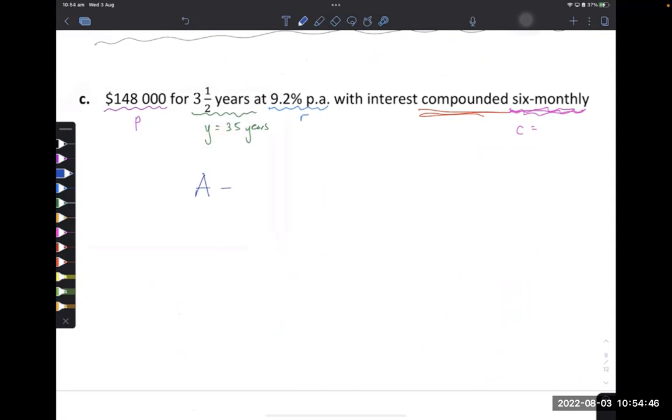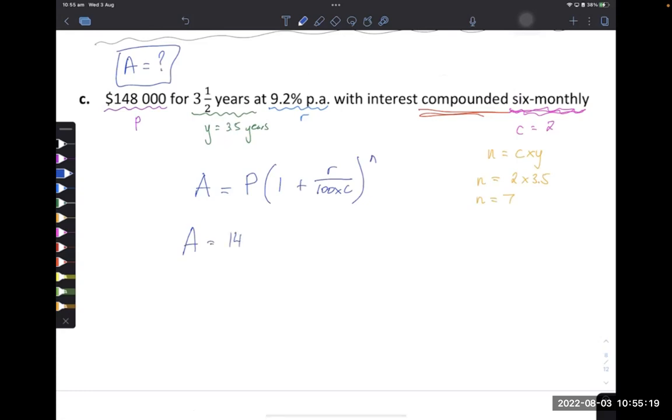So start with the formula because we were trying to find our A value. I might do a bit of an extension for this question here. So C equals 2, sorry. Remember, we also need to find our N, so we may as well find our N here. That's 2 times 3.5, which is 7. Start with a formula. Substitute.